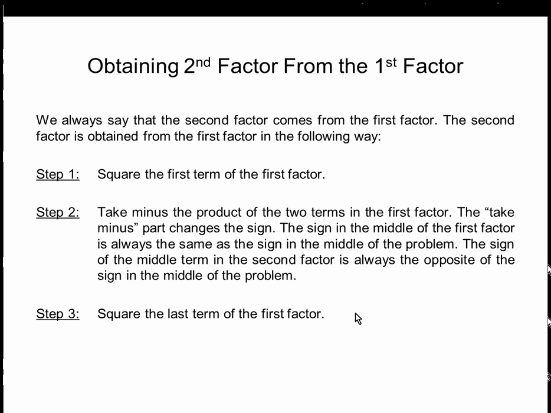And step 3, square the last term of the first factor. So in the second factor, the first term and the last term are always plus. The middle term has the opposite sign of the original problem. The first factor always has the same sign as the problem.